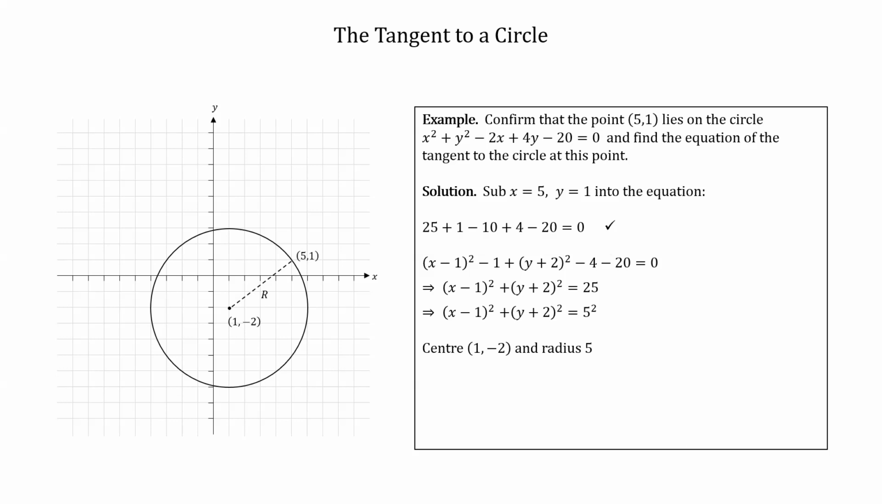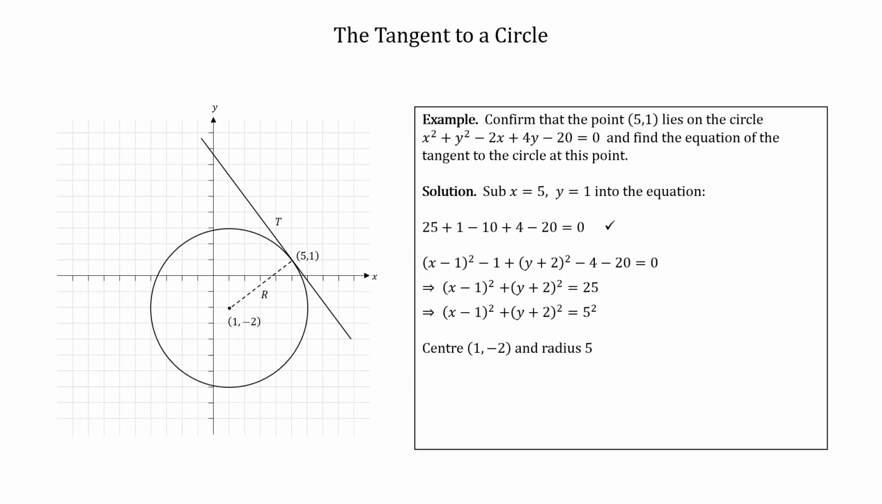We can see that it does indeed lie on the circle, so this looks like a good diagram. And I've labeled that line segment R. Then I'm also going to draw the tangent line that we're looking for, which is this line here, which I've labeled T. So you can see it's touching the circle at the point (5, 1), and it has the same gradient, the same rate of change or direction as the circle does at this point.